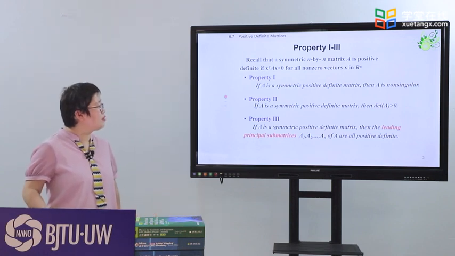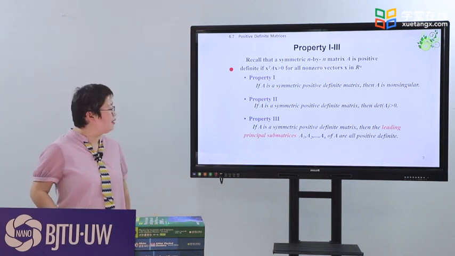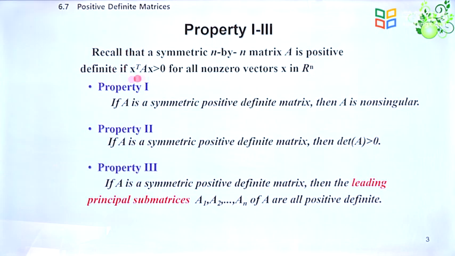These three properties are easy to prove because we know if it's a positive definite matrix, then all the eigenvalues of A are positive. So the determinant of A equals the multiplication of the eigenvalues, so it's greater than 0. So A is non-singular. And from the definition, x transpose times A times x is greater than 0 for all non-zero vectors x in R^n, so this matrix A is positive definite.